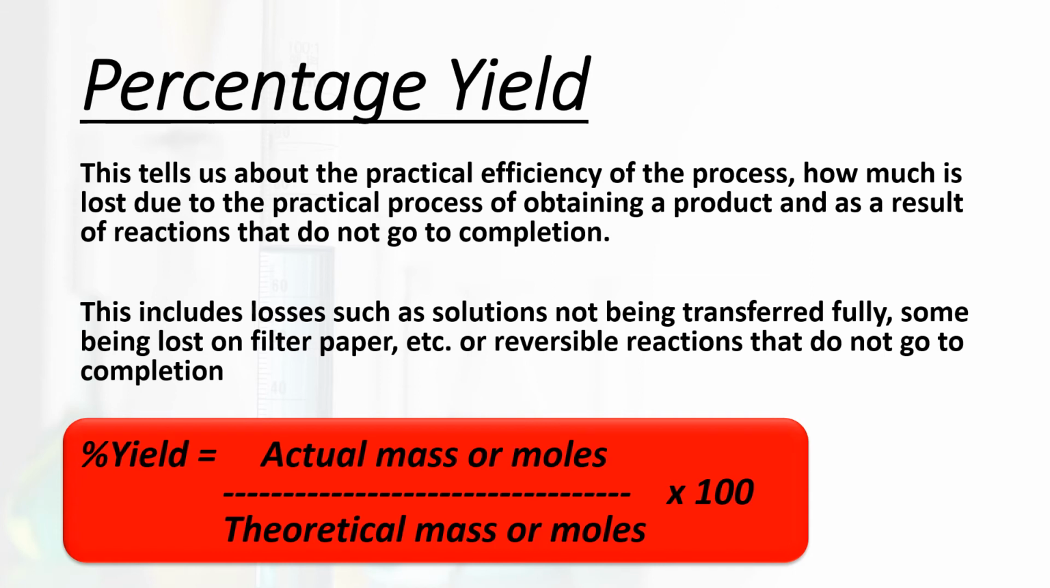And we times that by 100. We can also do it with moles because this is the percentage, so as long as what we have on the top and the bottom is exactly the same, that's fine. So we can use it by doing the actual mass divided by the theoretical mass, or the actual moles divided by the theoretical moles.